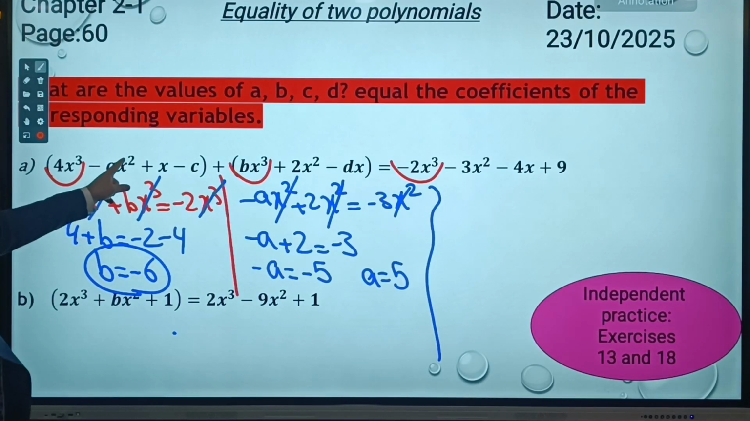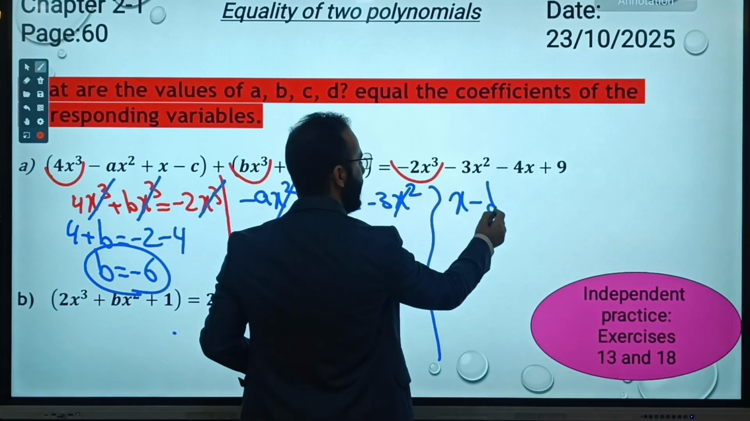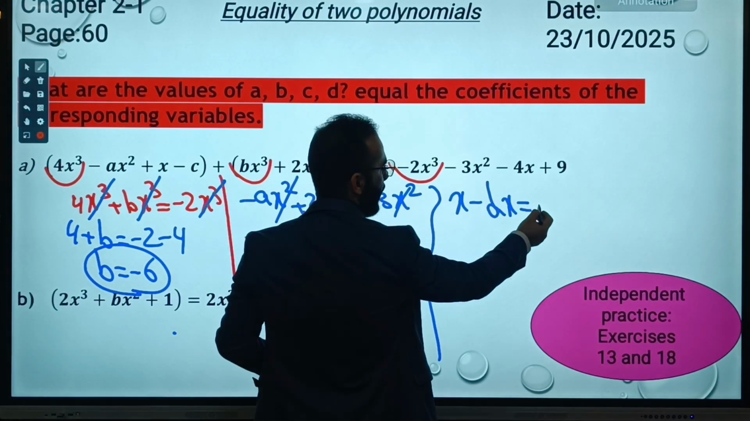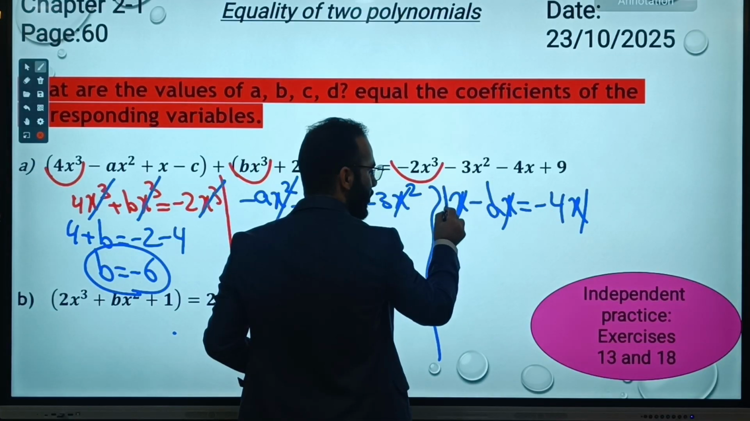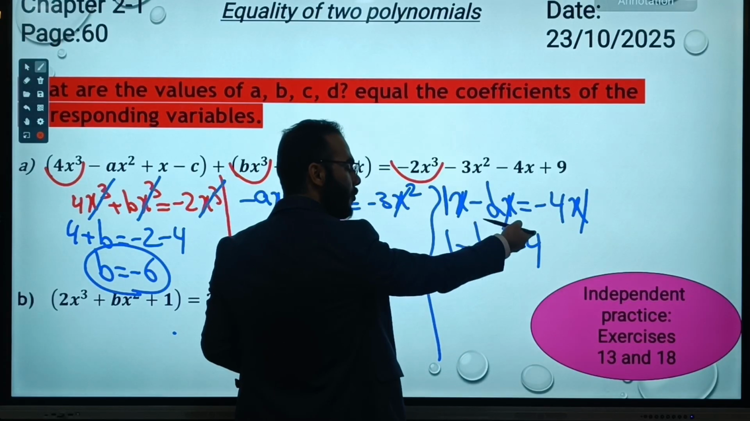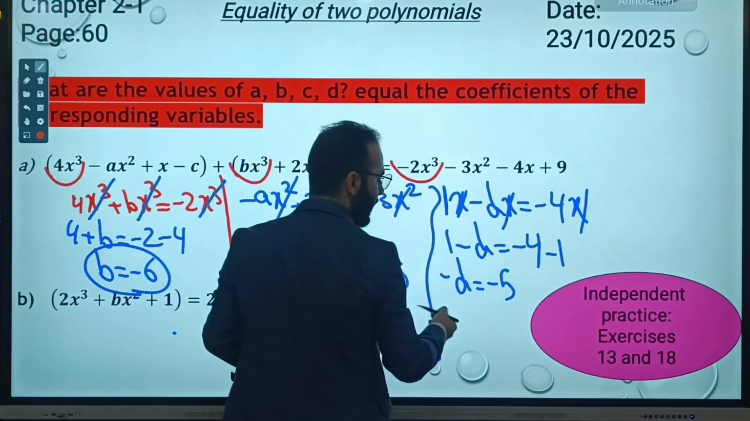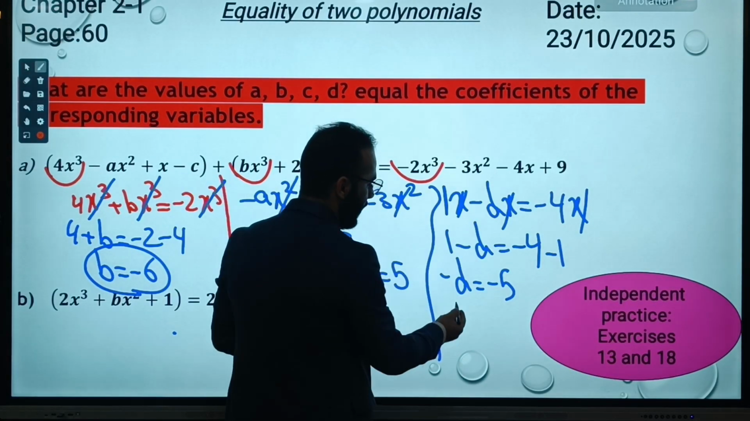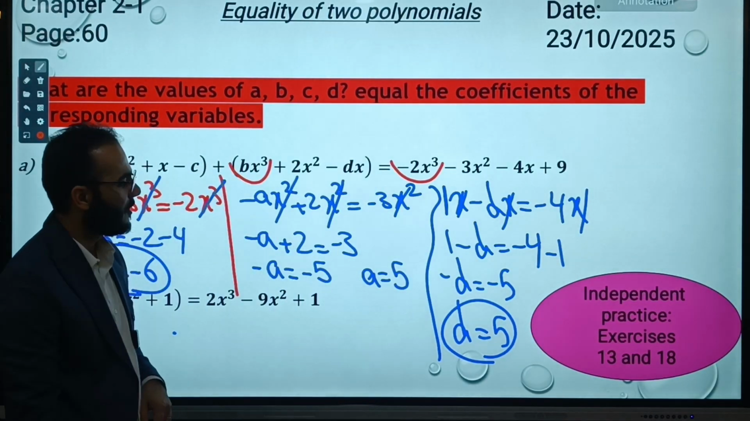Perfect. How about here? x minus dx. What is the corresponding variable here? It's x, so the coefficient of x is negative 4x. X's are going to go with each other. Again, remember there is a 1 here. So 1 minus d equals negative 4. Move 1 to the other side, it's going to become negative 1. So negative d equals negative 5. Negatives are going to kill each other because we are looking for positive d, not negative d. So d equals 5. That is about the story of d.